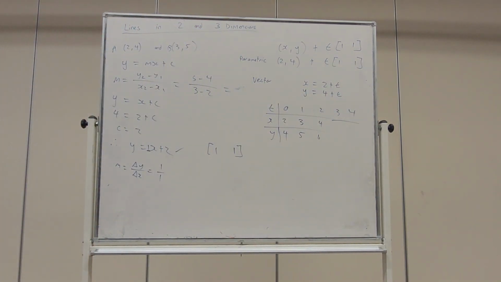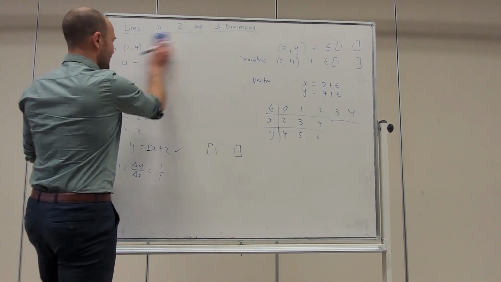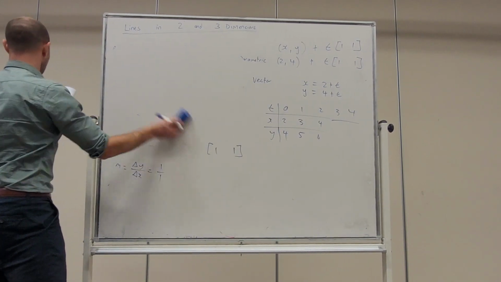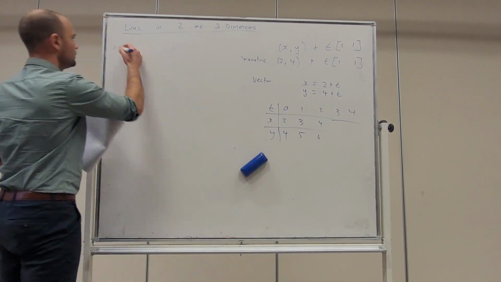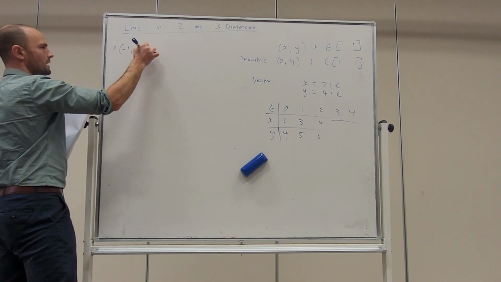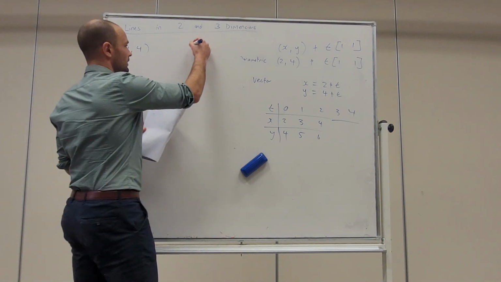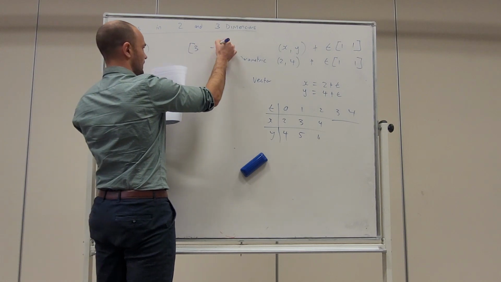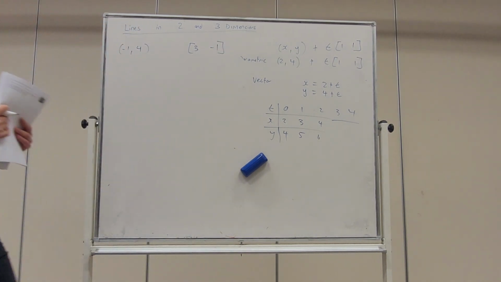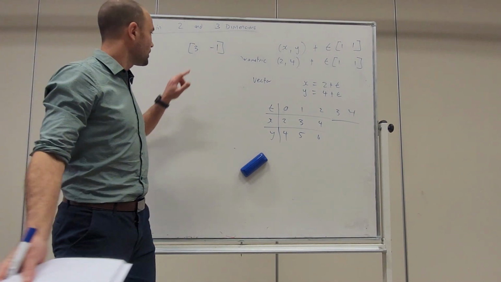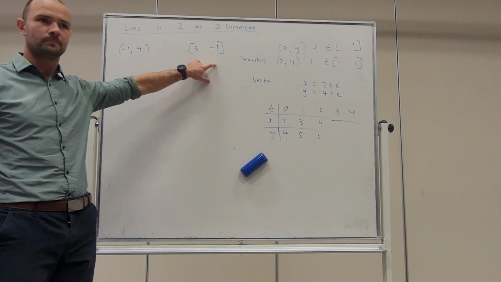Let's move on to the second one. We have, consider the point minus 1 and 4. X is minus 1, y is 4. And we're told a vector that's perpendicular to this line that we're trying to find has this direction. Okay, that's the direction of a perpendicular vector. So we want to go, what's a vector that's perpendicular to this?